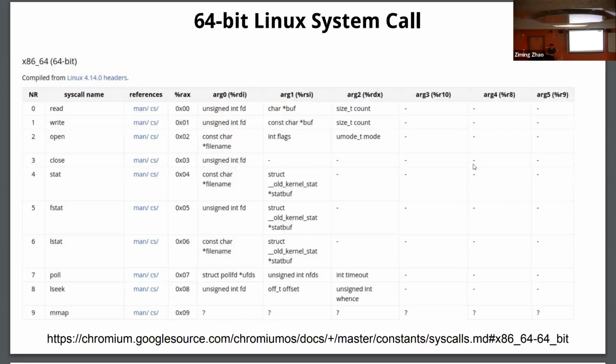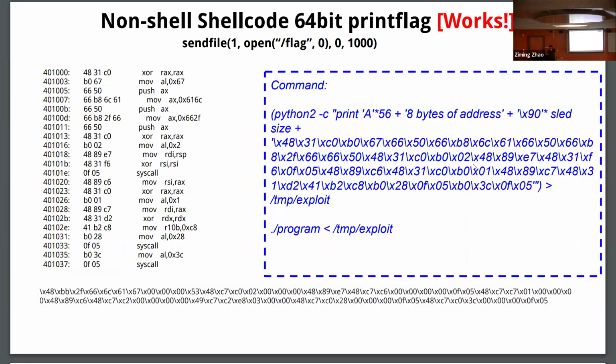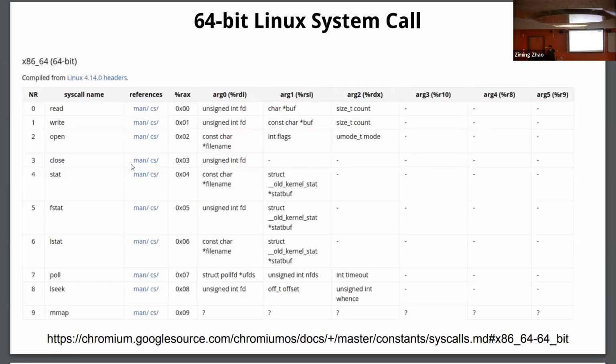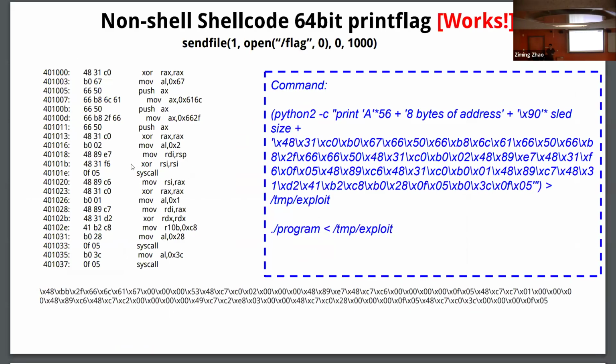So in 64 bits, the system call numbers have been updated as well. Now we are looking at system call number 59 here, which is execve. This one is equivalent to the previous print flag shellcode. I guess this part doesn't matter, that exits. Yeah. So we can try this on 64-bit.